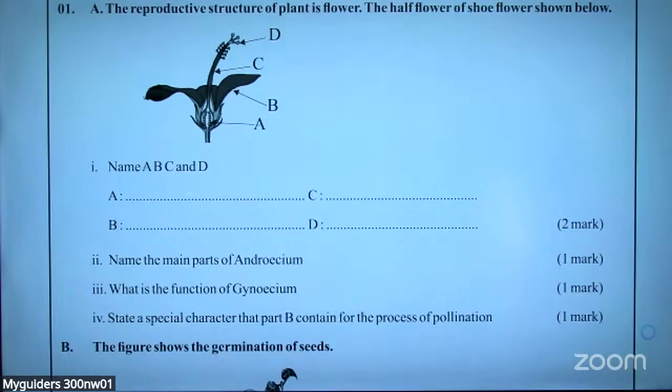Okay, here are the part 2 questions. Part 2, first question. Right, you have a diagram here. Diagram එකක් තියෙනවා නේද? Right. So you need to name A, B, C, and D.